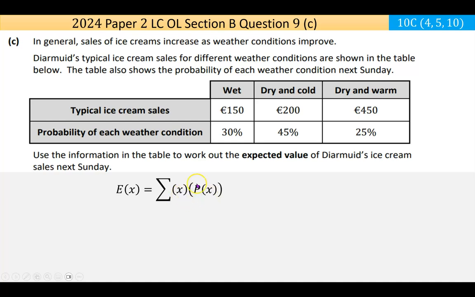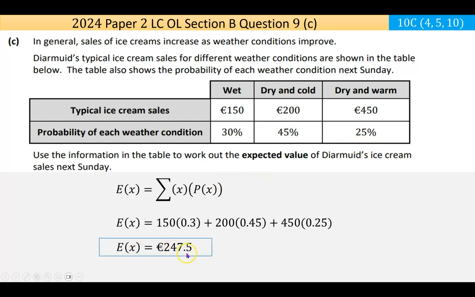So you're multiplying the 150 times 0.3 for the probability, plus 200 times 0.45 for the probability, plus 450 times 0.25 for the probability. You have to remember that, and it would be an error if you were multiplying by 30%, 45%, 25%, because that's a percentage probability, not probability. Once I put that through the calculator, I get 247.5. Now that's part C.